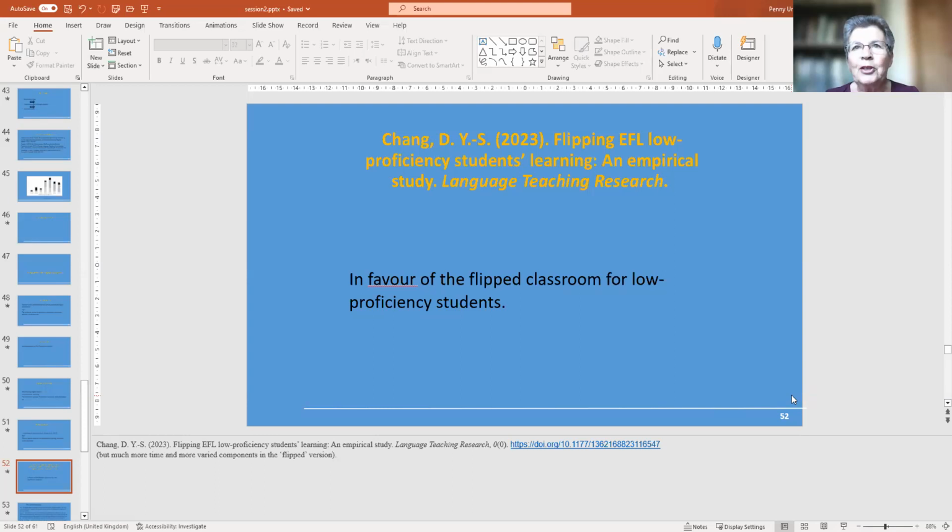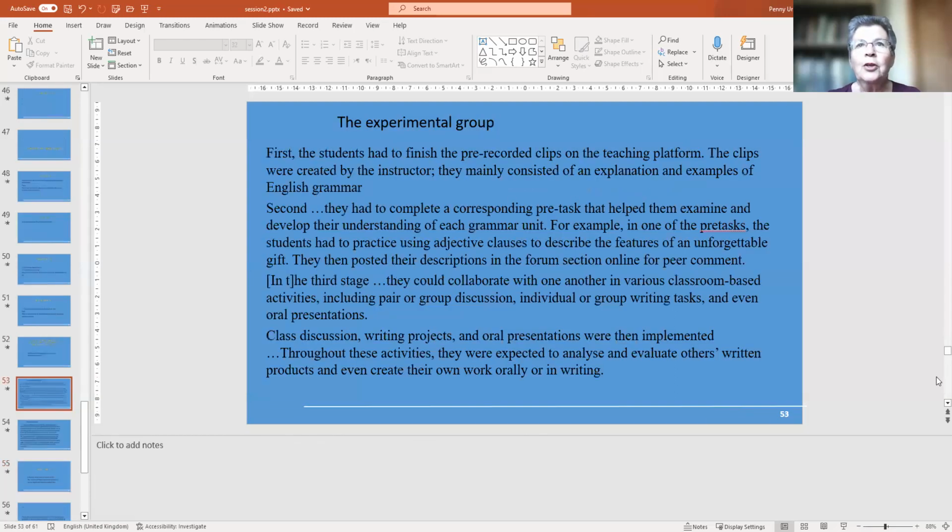But when I was preparing this, I looked in depth at this particular study of EFL low proficiency students, an empirical study from Language Teaching Research, which is a very prestigious peer-reviewed journal, and very strongly in favor of the flipped classroom for low proficiency students. But when I read the article, well, I'll let you judge. I'll show you what I found. The experimental group and a contrast group, okay? This is what the experimental group, the flipped classroom group, as it were, have to do.